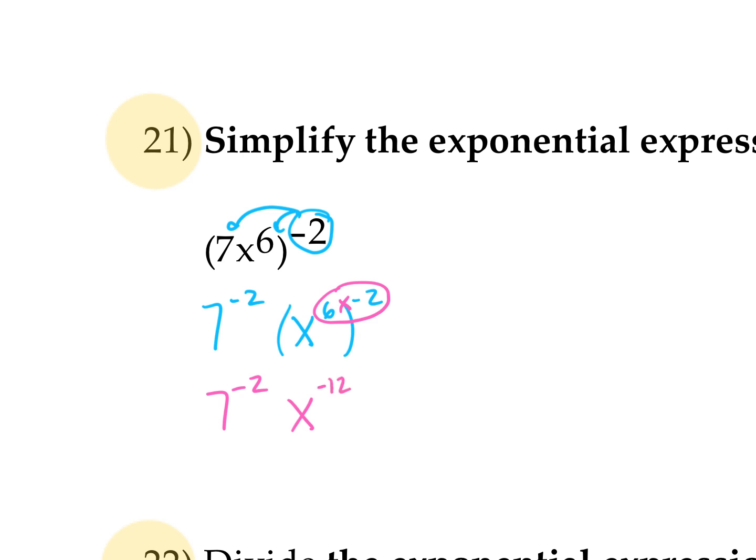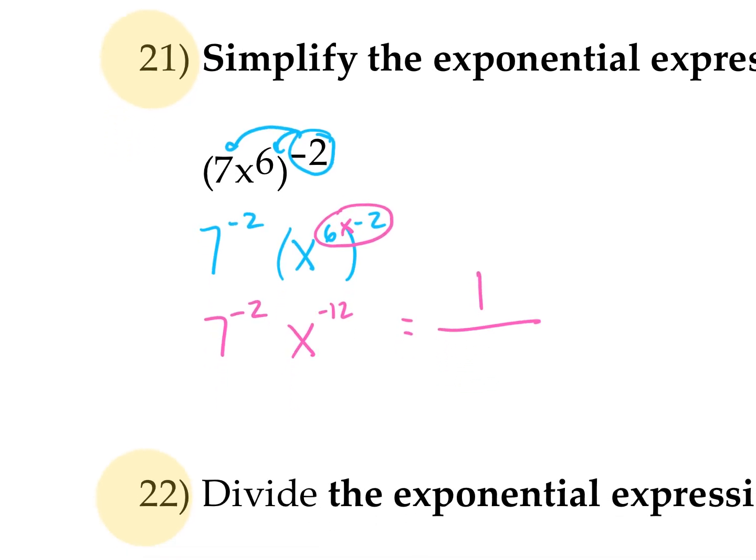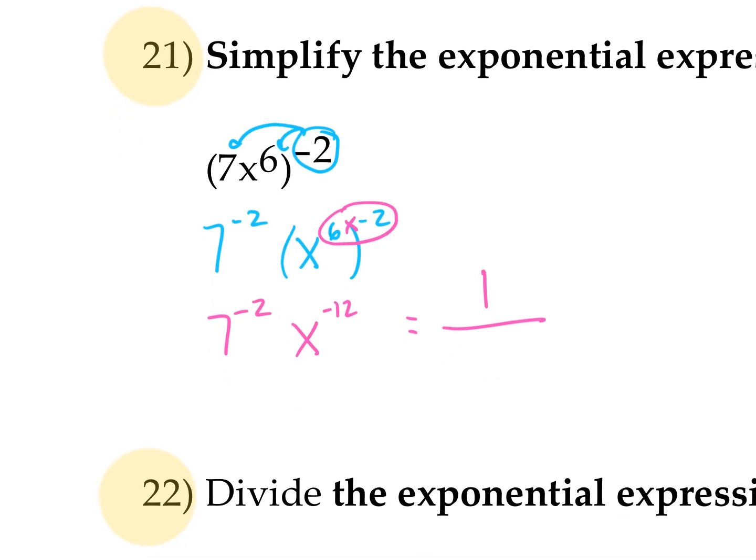Negative 12th power. We don't like negative exponents in our answer, so what do we need to do next? Flip it. We put it on the bottom. What's going to go to the bottom? The x and what else? And the 7. So it becomes 7 to the power of positive 2 and x to the power of positive 12. They both have negative exponents, so we put them both on the bottom. Can I simplify this any more? What's 7 to the power of 2? 49. So it'd be 1 over 49 times x to the power of 12.